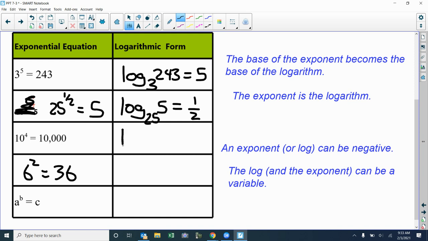This one's a little different, so watch it. This would be log 10,000 equals 4. Notice I did not write what? Base 10, because we understand base 10 is just base 10. Don't write it.